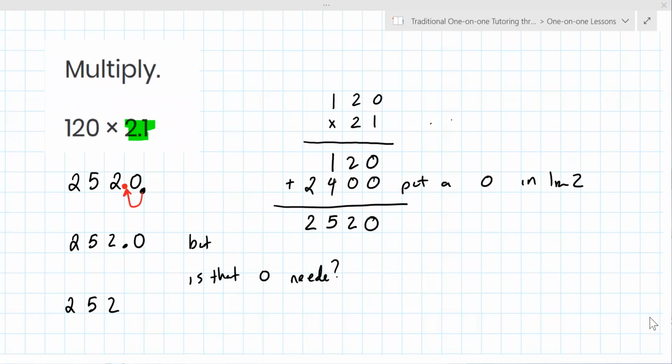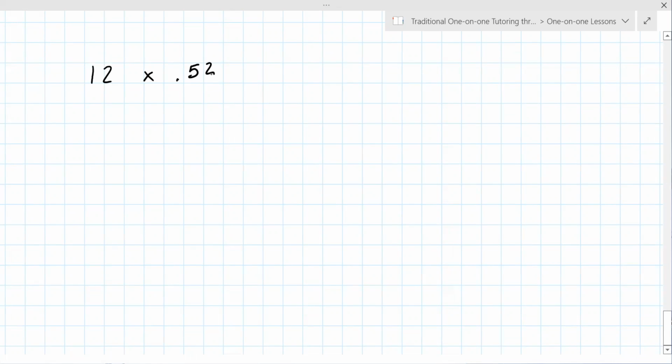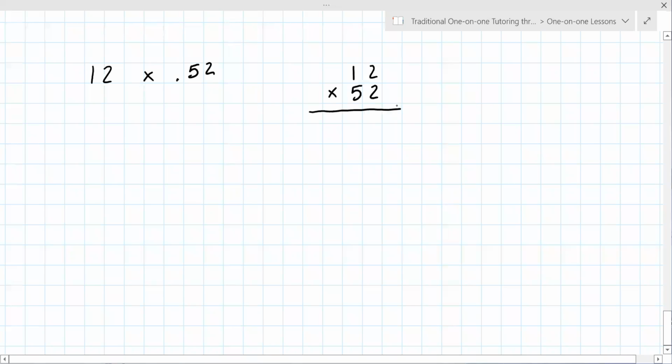Okay, let's try at least one more problem before we stop for our part of the lesson today. Let's multiply 12 times 0.52. So that's 12 and then 52. Do you want to try it on your own? I can try. Okay, let's do it together.